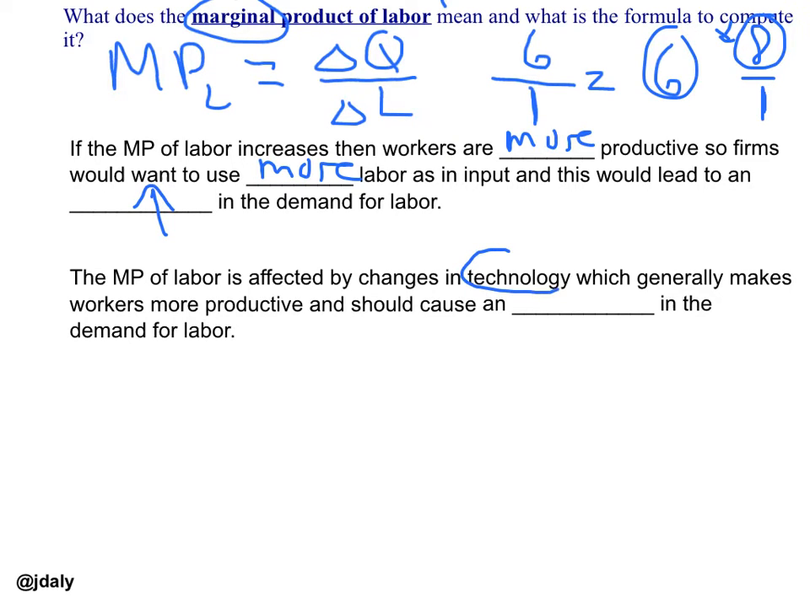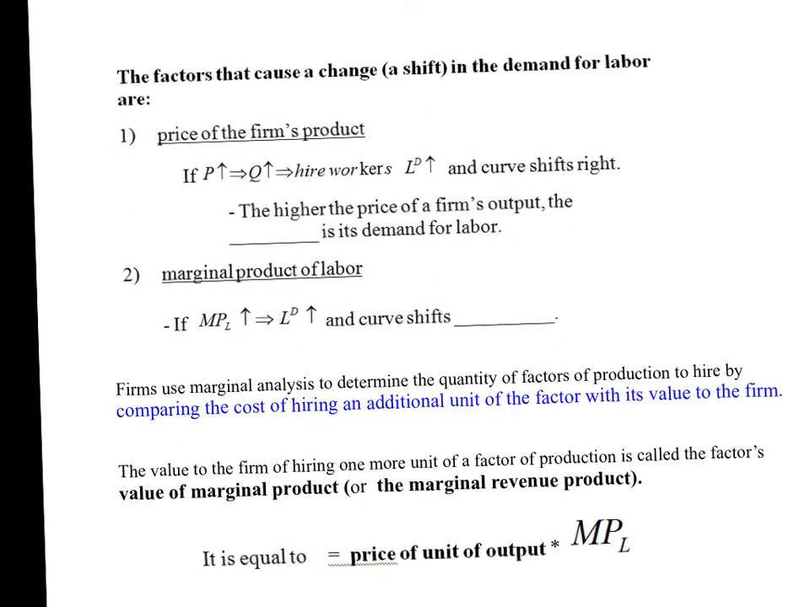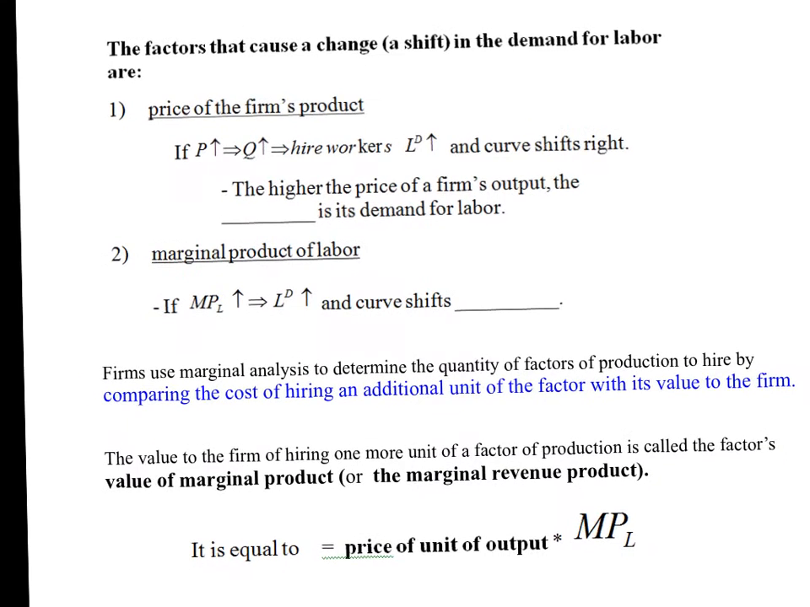And if technology improves, and if workers become more productive with that technology, they can make more goods, that would also cause an increase in the demand for labor. So to review, the two factors that cause a shift in the demand curve are the price change of the firm's product. The higher the price, then the greater is the demand for the workers who produce that good. And also the greater the marginal product of labor, the labor demand is going to increase and the curve would shift rightward.